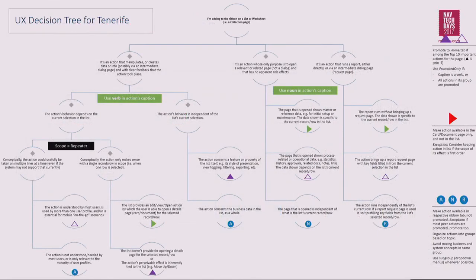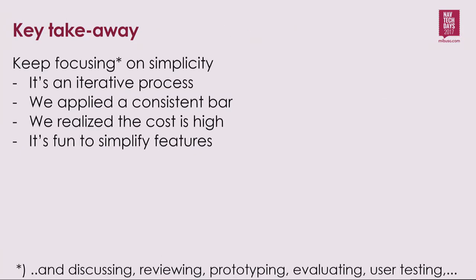So here is just a snapshot of our decision tree that we use to formalize some rules around rewriting list page ribbon actions. I won't go into too much detail. I also think it's fairly small font, but this is basically the way that we remain consistent.